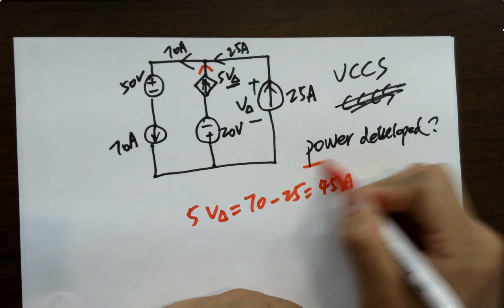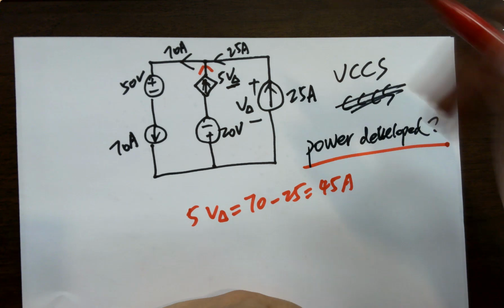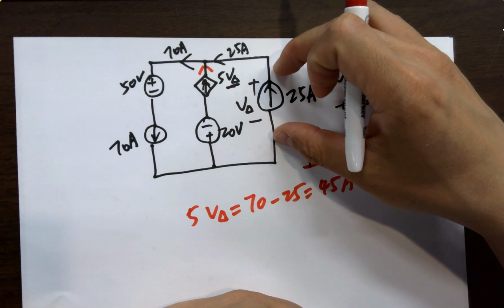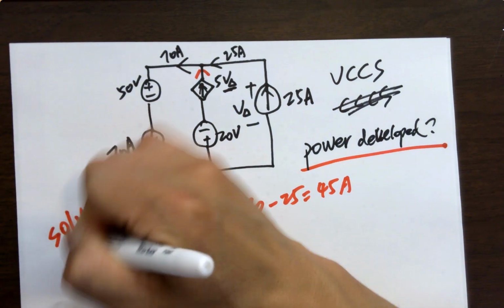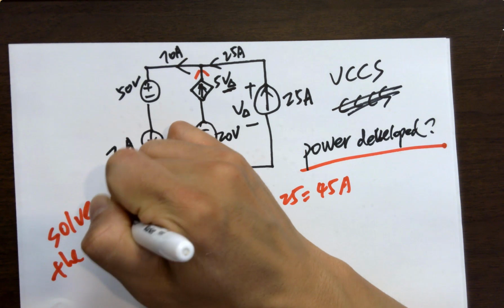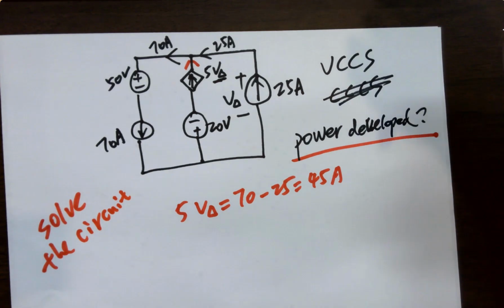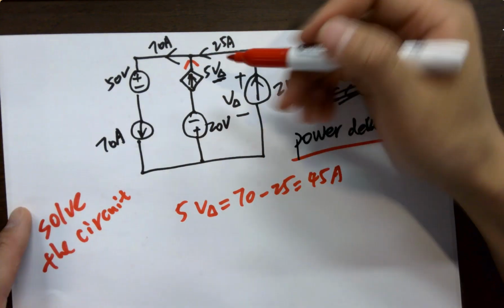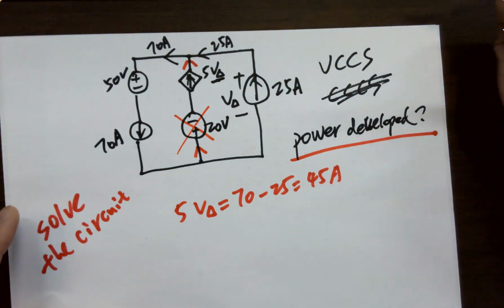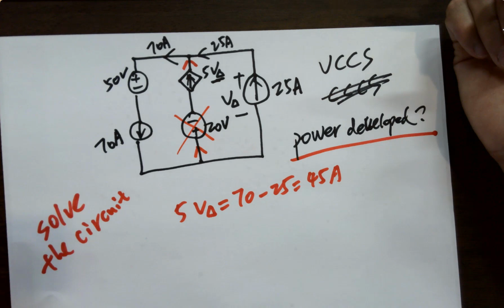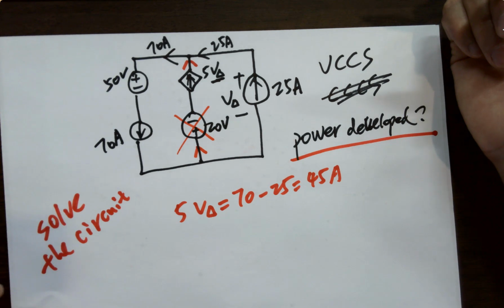Because it's asking you the power developed, you want to know the polarity of the voltages and currents. It's basically asking to solve the circuit. Sometimes you'll see this a lot. Solve the circuit. So you are solving all the voltages and currents of every single component in the circuit, so you'll know what's going on. Now we know the current here is 45 amps going up. So this is definitely ignored, right? It's just absorbing. You don't have to worry about that.